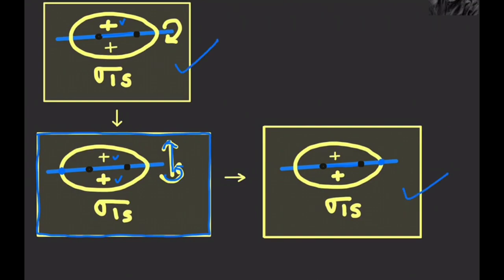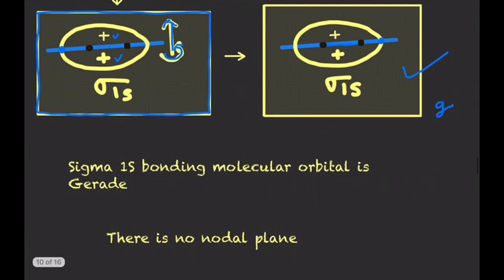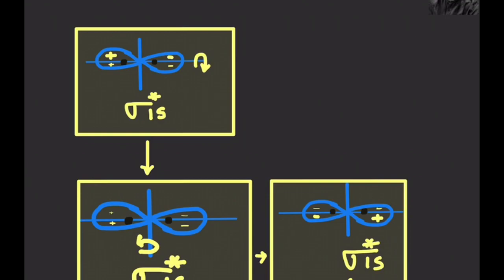So sign here and sign here is same, this and this is same, so we'll say that it is gerade. So this sigma 1s molecular orbital is gerade in nature. Same way we have discussed that, and by looking at the diagram we can say that again there is no nodal plane in this sigma molecular orbital. So same way we can find out for anti-bonding.